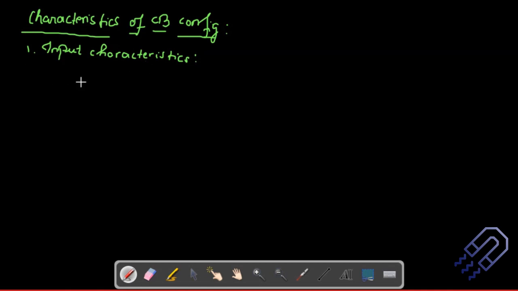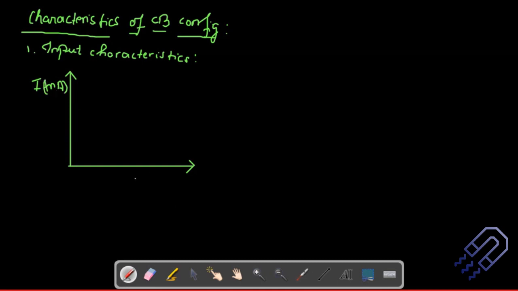Okay. So in the input characteristic, we take the input current and the input voltage, and we're going to plot a graph. I think I can just plot it here, simple. This is your current. On this side is current, and let's say the unit is milliamps.